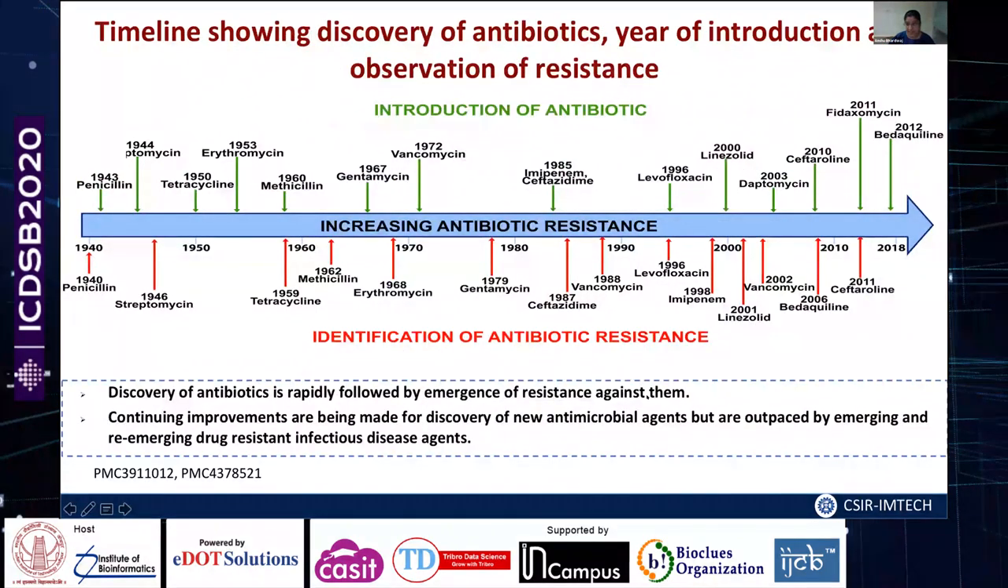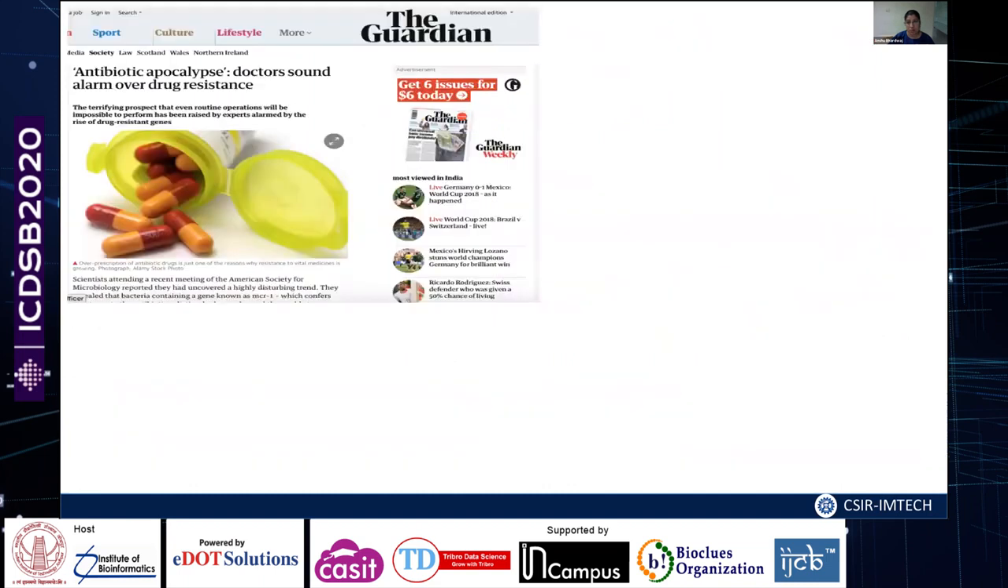It is not just in the lab, even in the clinic. Since the day we discovered our first antibiotic, penicillin, you could see, as at the top of the panel, that as soon as antibiotics are introduced in the clinic, you start seeing resistance either the same year or a few years later, which means that it's an arms race. We are trying to discover new drugs, but the bacterial systems always come up with a mechanism to overcome them.